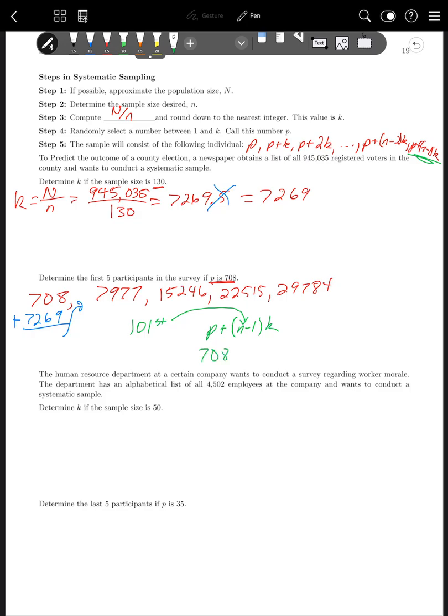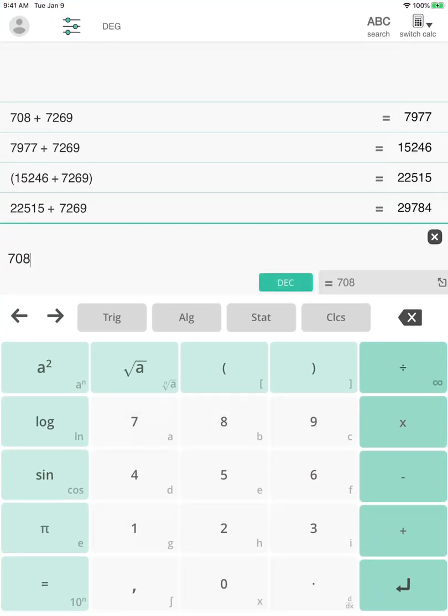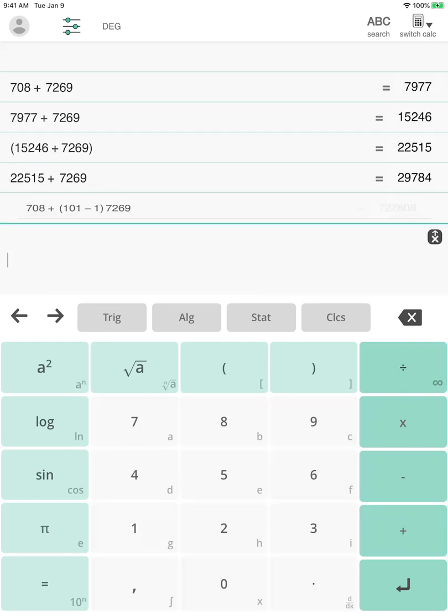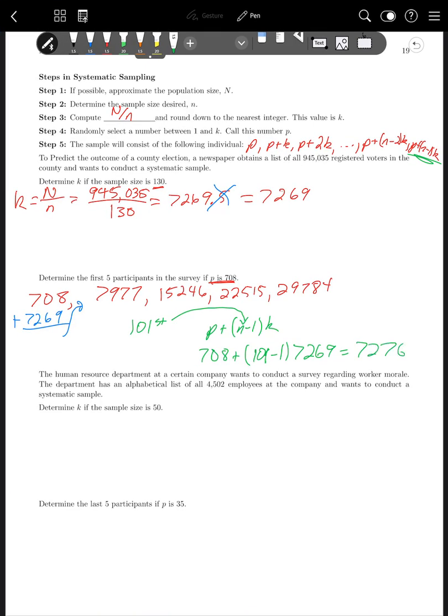So that would be 708 plus 101 minus 1 times 7,269. Okay, so 708 plus 101 minus 1 times 7,269, which is 727,608.